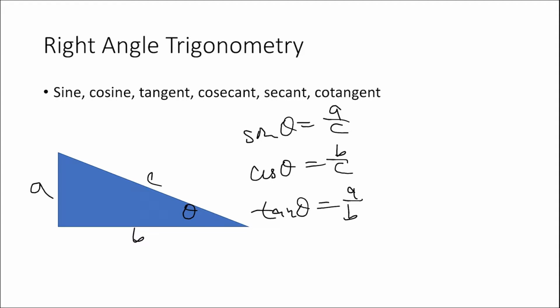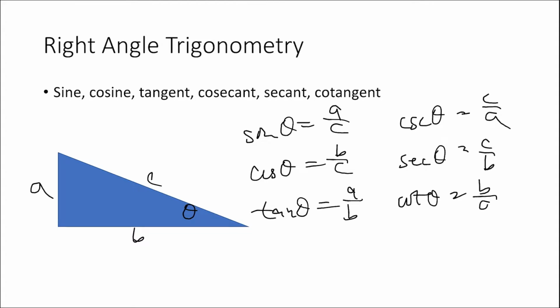These three are the main ones you need to know, and if you know these three, you know the other ones. So you have cosecant theta, which is 1 over sine theta. Then we have secant theta, and then we have cotangent theta. So it's C over A, this is C over B, this becomes B over A. You should know all these by heart. Don't bother memorizing it. We're going to go over an easier way of knowing it in a few slides.